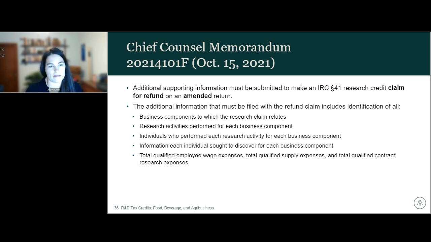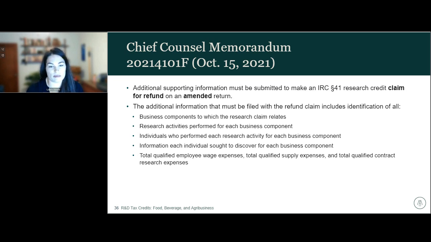Prior to this, you would submit your 1120X and include the new Form 6765 to claim the research credit, and that was essentially it as far as the process went. But now, in addition to the 1120X or whatever income tax form you may be filing, you also have to provide some documentation to support your refund claim. So that documentation is identification of all of the business components to which the research claim relates. Remember that business components are essentially the projects to which the credit relates.